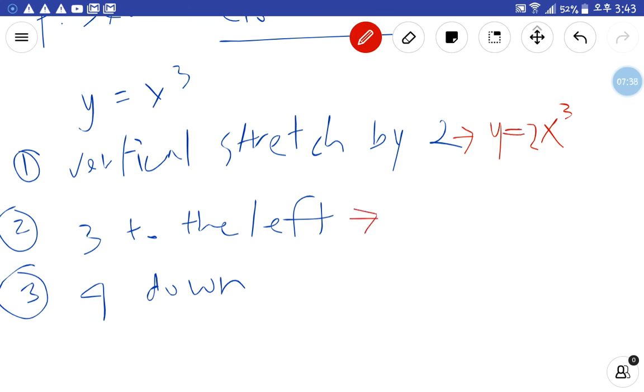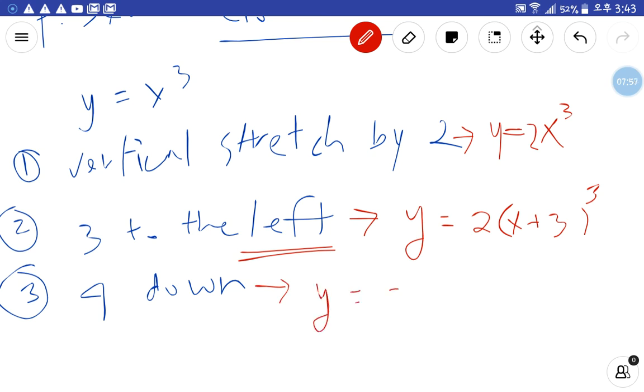Okay, now I have y equals 2 parentheses, right? 3 to the left. What did I say? If you want to move to the left, you are plus x plus 3, and then you had a cubed. Please put the cubed after. Now what? Y equals 2 times x plus 3 cubed. 4 down, minus 4.